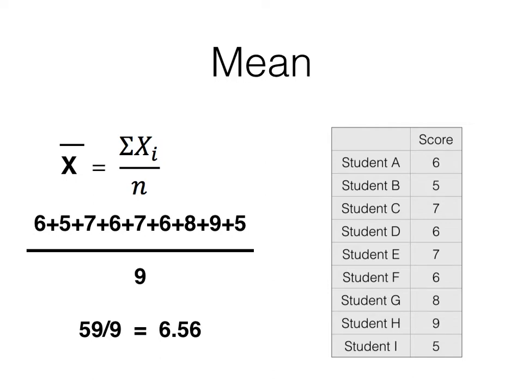So in this case, when I add up all of the scores and then divide it by 9, I get a mean of 6.555555, which I'm going to round to 6.56.